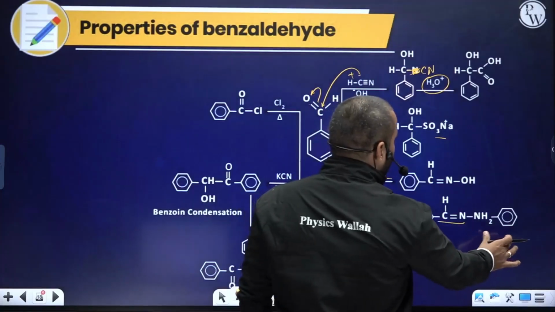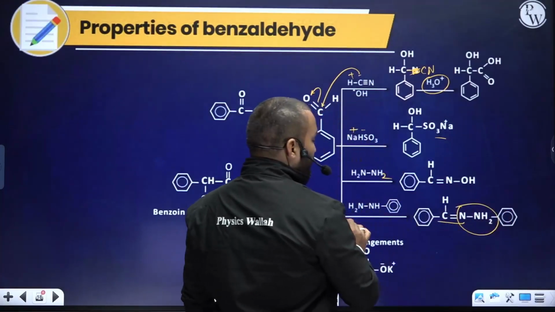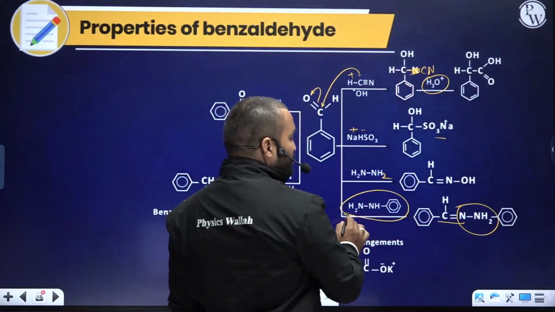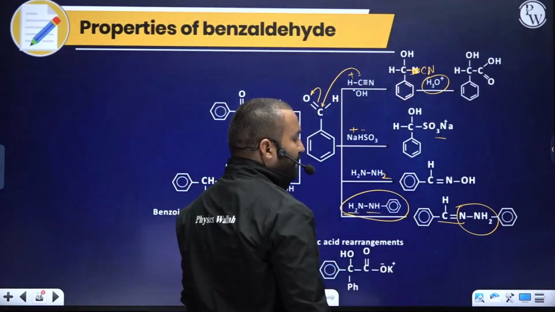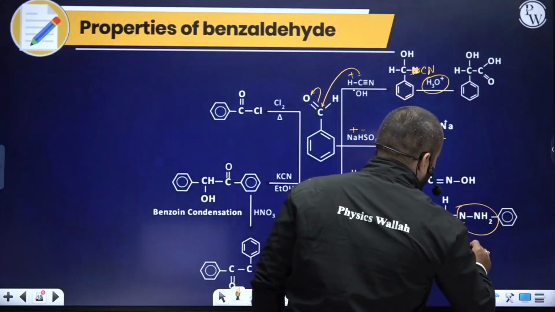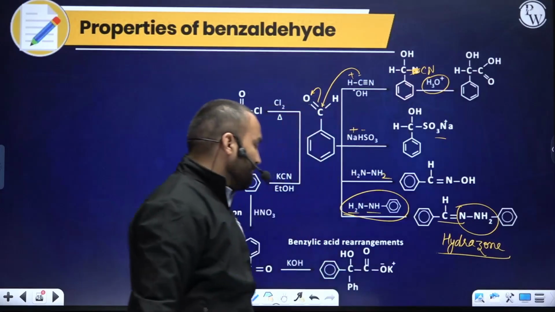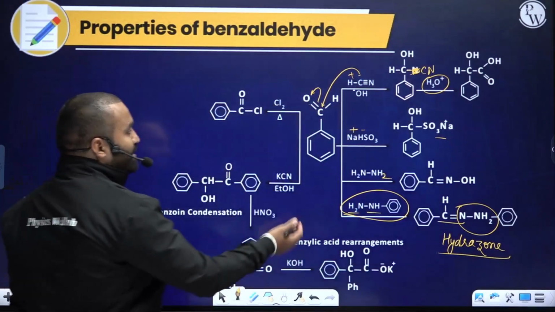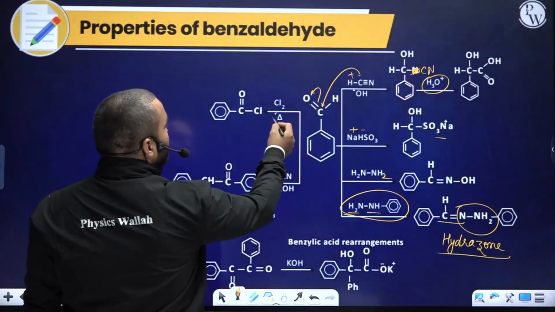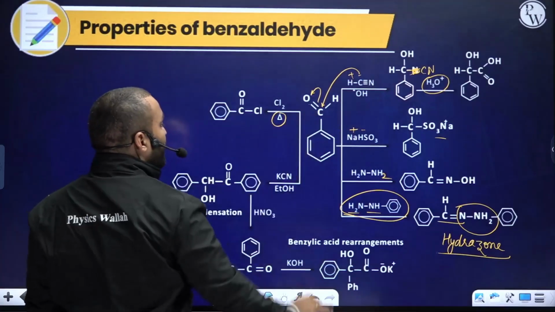This is what I just told you, phenylhydrazine. This molecule is coming from phenylhydrazine. NH2 is hydrazine connected with the phenyl. This becomes hydrazone. This compound is phenylhydrazone, zone, Z-O-N-E. Now on the left hand side, you treat it with chlorine. In the presence of heating, hydrogen is substituted by chlorine.